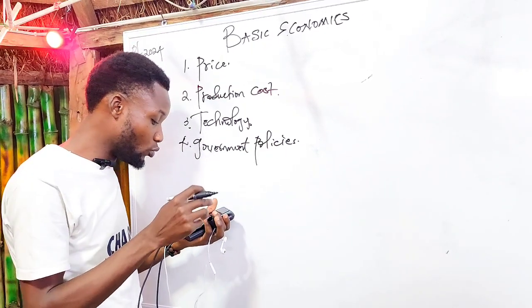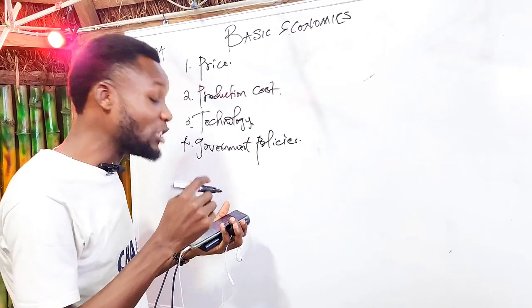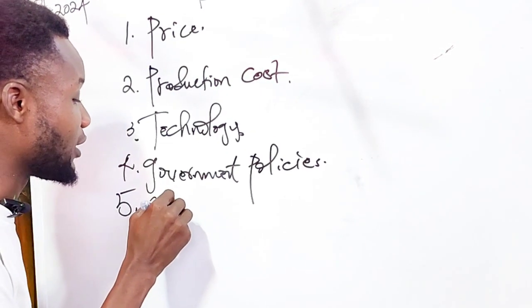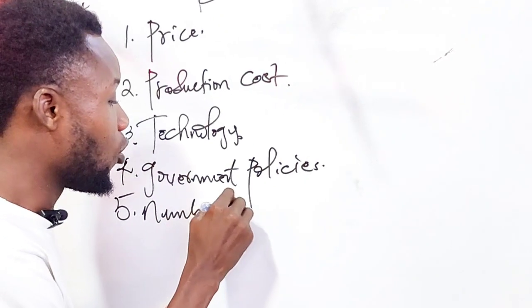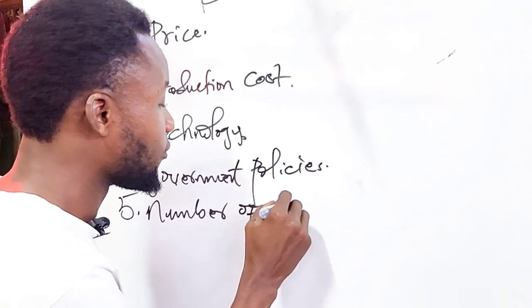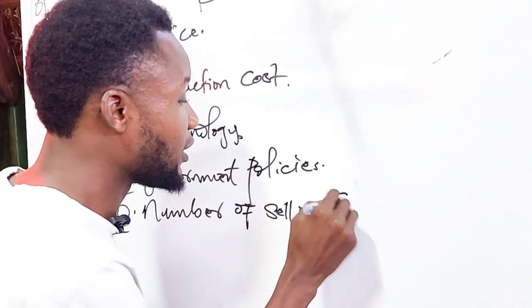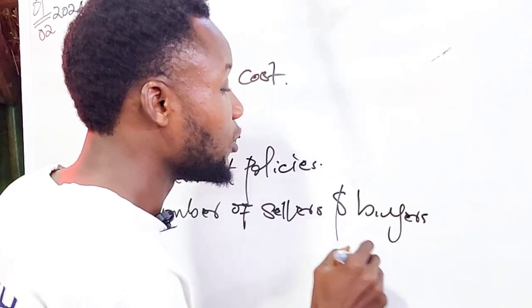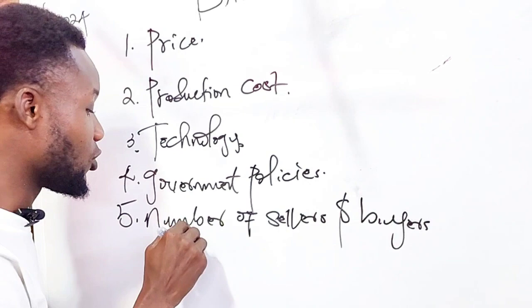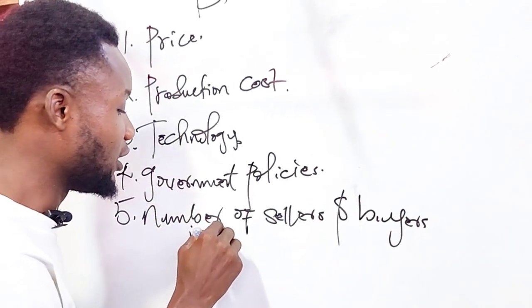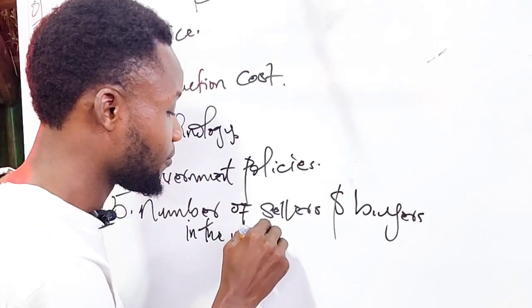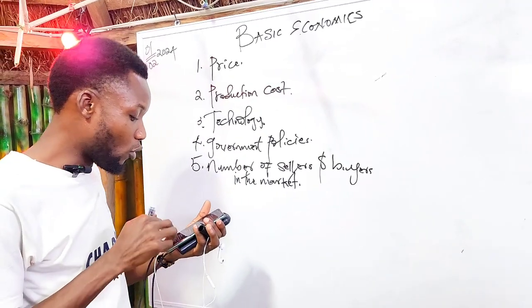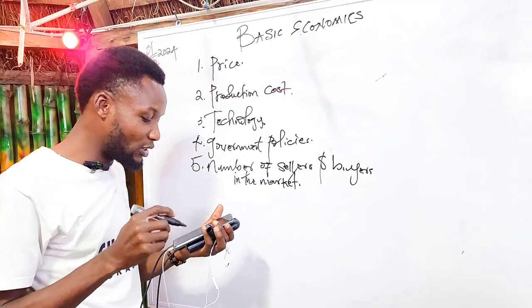Also, the final one is the number of sellers and buyers in the market. The number of sellers and buyers in the market also influences supply.